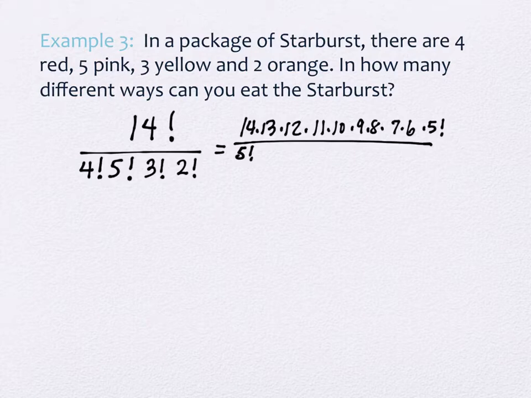Now, all the rest of them in the denominator, I'm going to write them out. So I'm going to have 4 times 3 times 2 times 1. I've got a 3, so I have a 3 times 2 times 1. And I've got a 2, so I've got a 2 times 1. So everything's written out except for the largest one that matches on top and bottom.